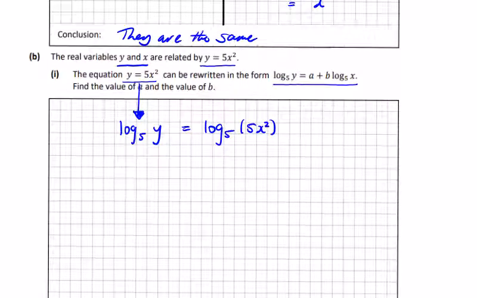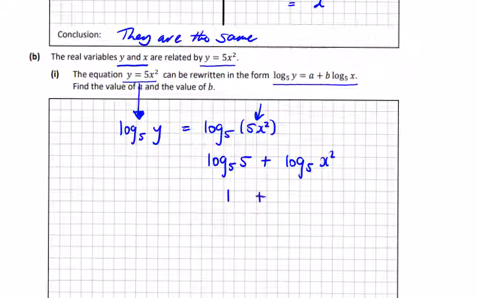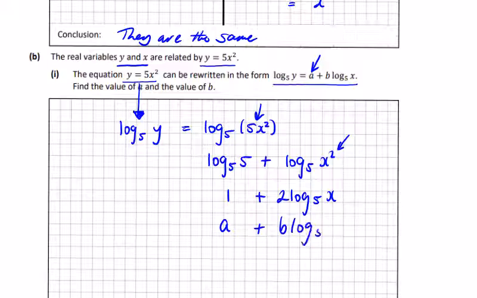Now that's a product, 5 times x squared, so that's log to the base 5 of 5 plus log to the base 5 of x squared. The product becomes a sum, so log to the base 5 of 5 is 1, and the power goes down in front, twice the log to the base 5 of x, and we have it in the form a plus b log to the base 5 of x. So a is equal to 1 and b is equal to 2.